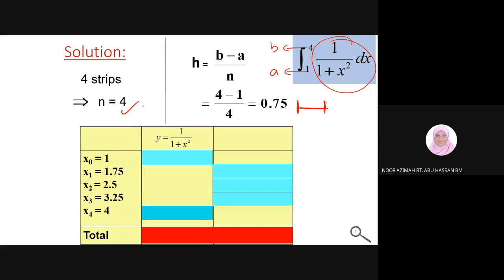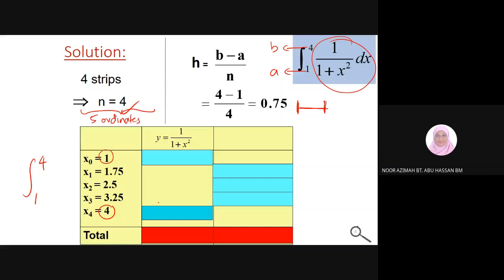4, right? And then our interval is from 1 to 4. Our interval is to integrate from 1 to 4. So 1 to 4, start with 1, end up with 4, having how many strips? 4 strips. So kalau 4 strips, how many ordinate? Lebih 1, right? So 5 ordinates. Remember, just now I showed you, having 4 strips, meaning that how many ordinates? How many values of x?